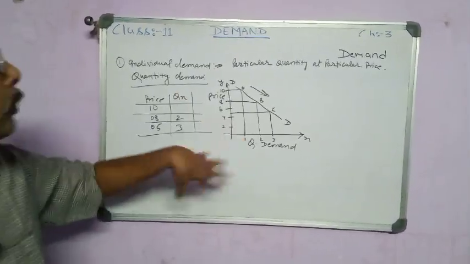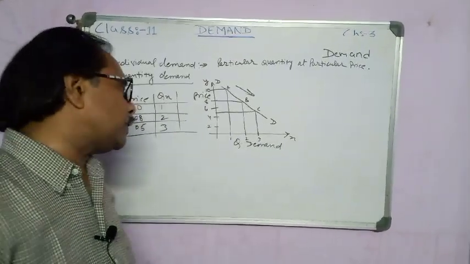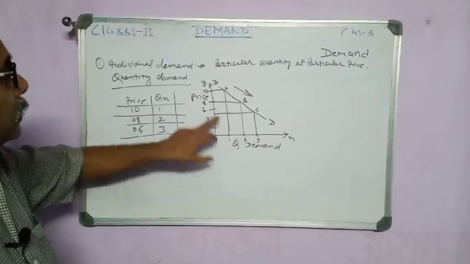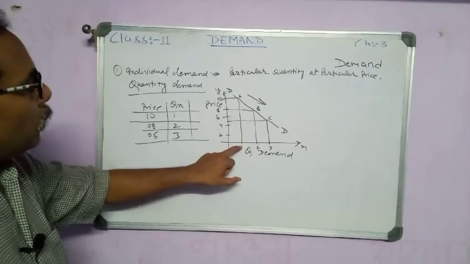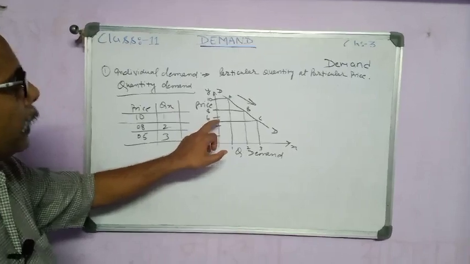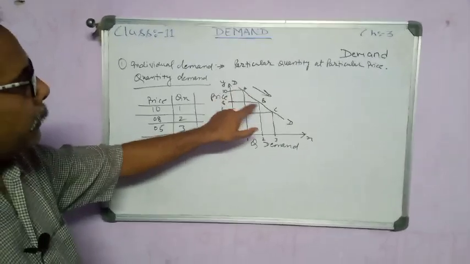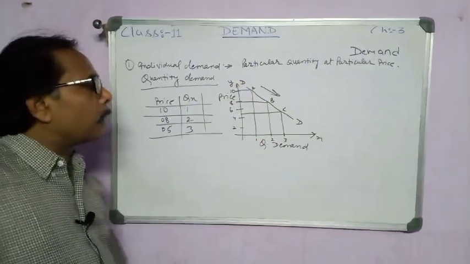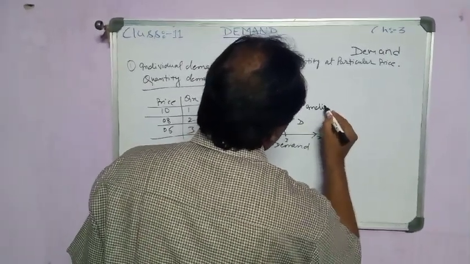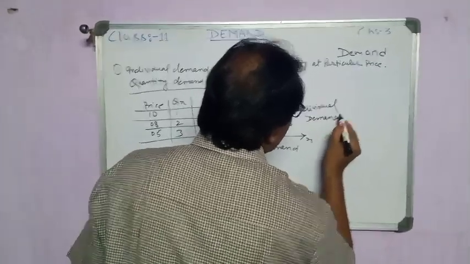So just how we will explain it: on the y-axis the price is taken and on the x-axis quantity demanded is taken. Is it clear? So when the price is rupees 10, a consumer is ready to buy only 1 unit, and when the price of the commodity is 5, he is ready to buy 3 units. So when we join all the points A, B, C, we find the demand curve, and it is known as the individual demand curve.